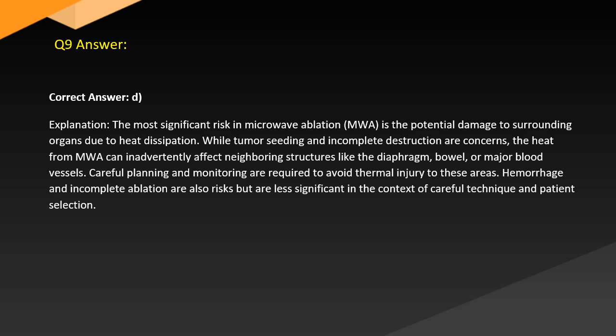Answer. Correct answer D. Explanation. The most significant risk in microwave ablation is potential damage to surrounding organs due to heat dissipation, while tumor seeding and incomplete destruction are concerns. The heat can inadvertently affect neighboring structures like the diaphragm, bowel, or major blood vessels.